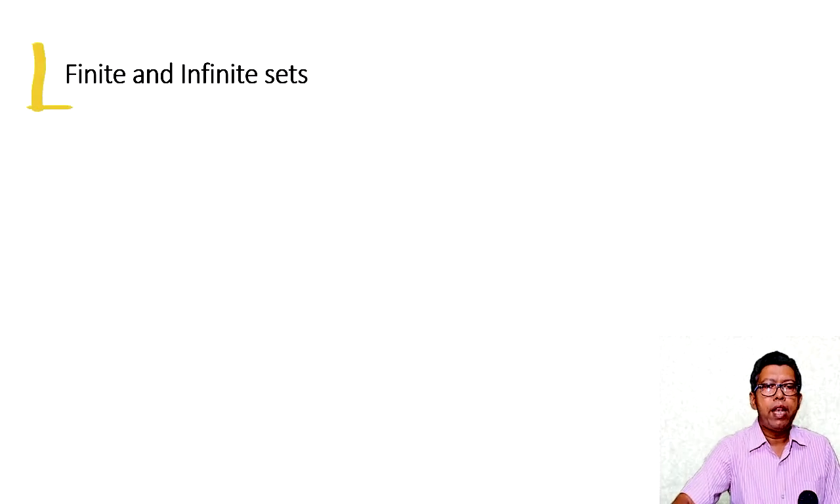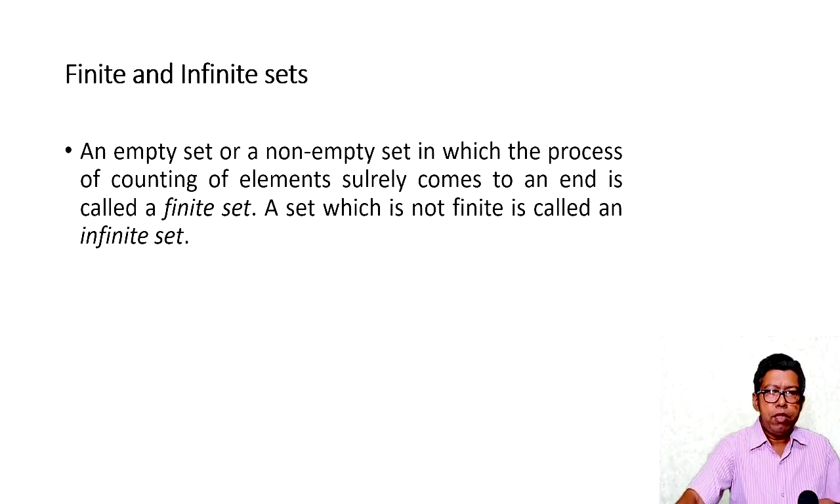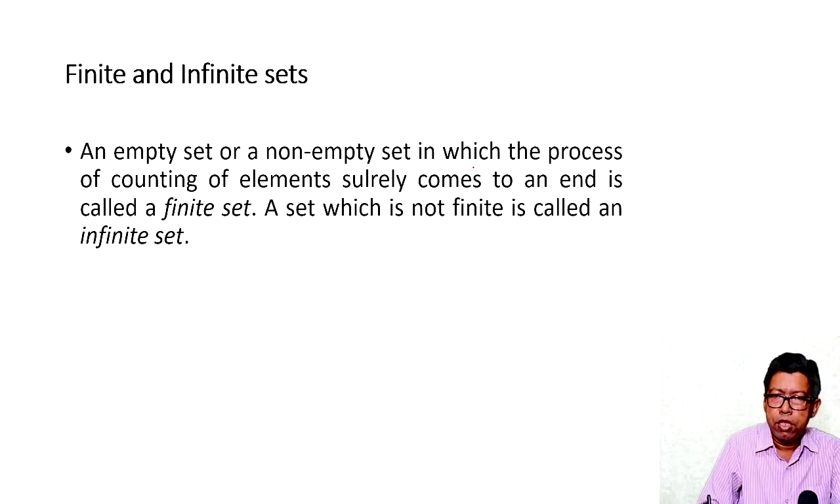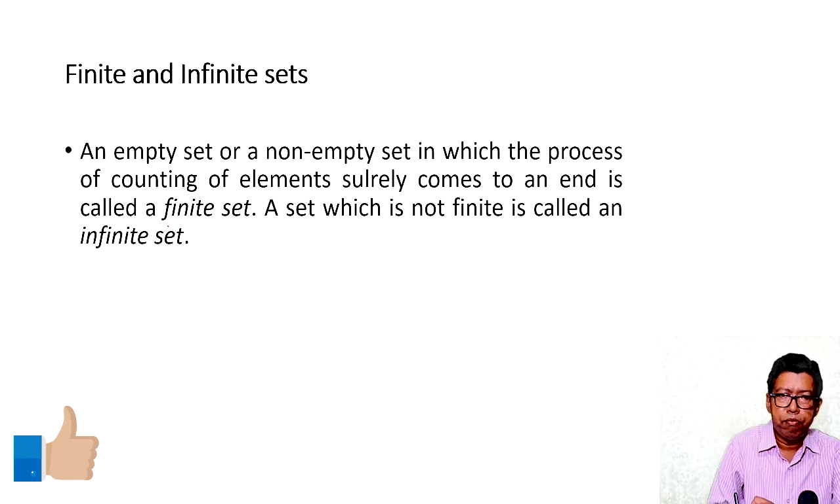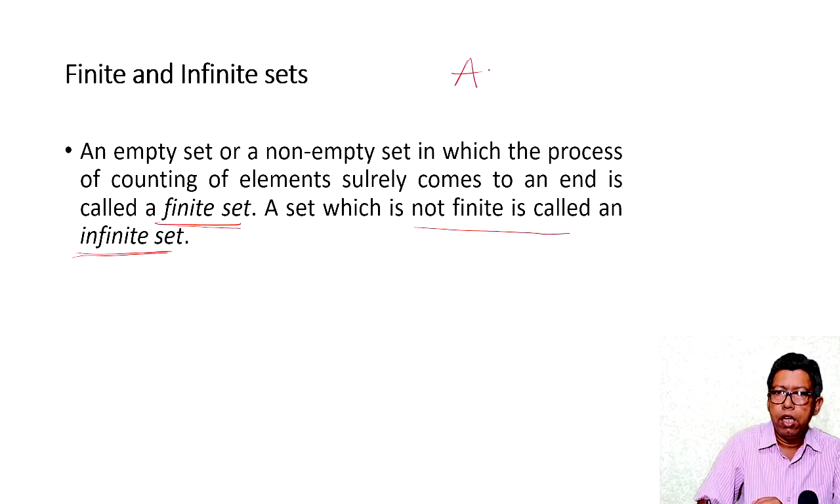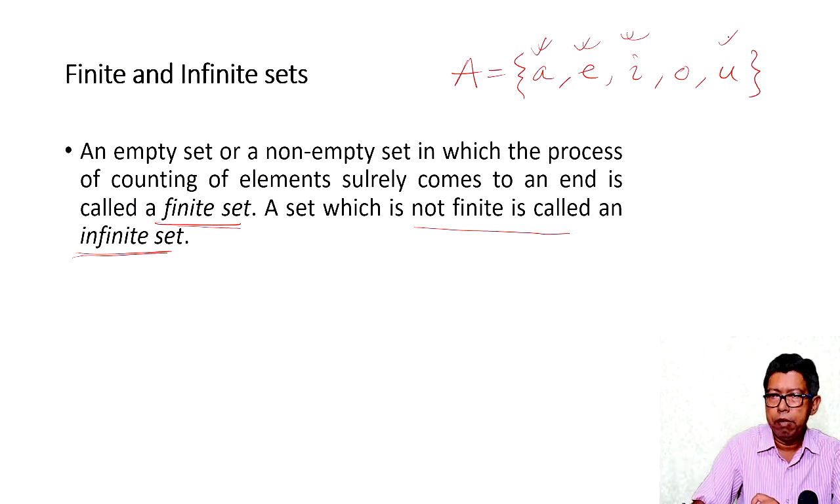Okay, now finite and infinite sets. An empty set or a non-empty set, for which the process of counting of elements surely comes to an end, is called a finite set. A set which is not finite will be termed as an infinite set. That means you may find a set, say A, which is containing all the vowels of the English alphabet: A, E, I, O, U. So if you start counting, you may find the first element is A, second element E, third element I. In this way the fifth element is U. So your counting will end at some moment. So this type of set is termed as a finite set.